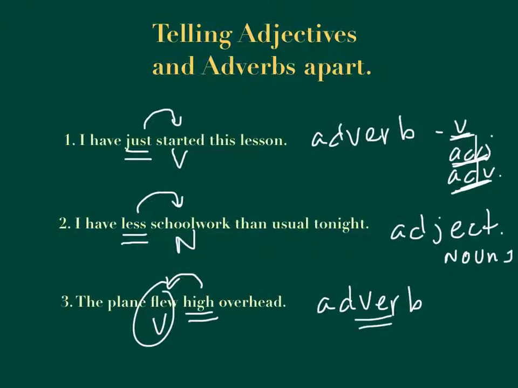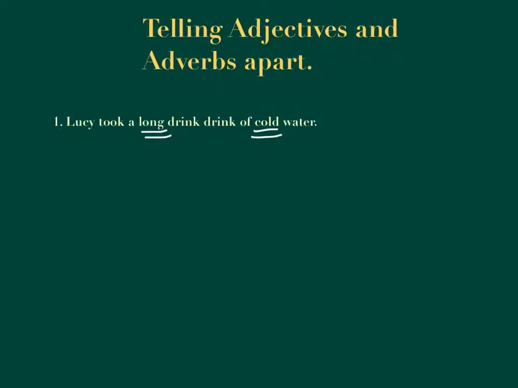So if you got that right, then you're doing great, because this is kind of tricky. But again, if you can tell the difference between adverbs and adjectives, and this is kind of a tough one, then good job on this. Let's do a few more in the next slide. Alright, in our first example sentence, see if you can tell me what long is in this sentence and what cold is in this sentence. Alright, good. If you identified long as an adverb and cold as an adjective, then you are correct.